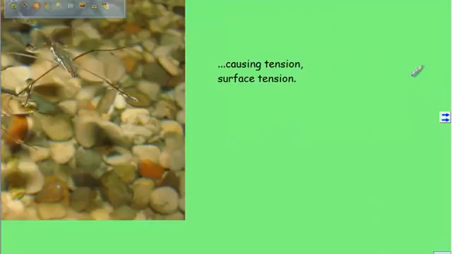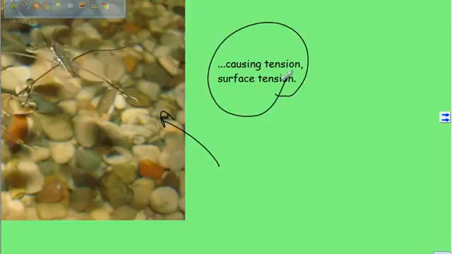Because water is cohesive and sticks to itself, that causes a property of surface tension. Normally a critter would sink when put in water. But because that water's so cohesive and sticking to itself so much, it produces surface tension, and that insect doesn't have enough force to break through those attractions.